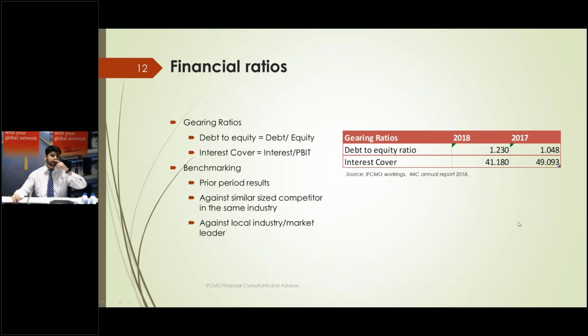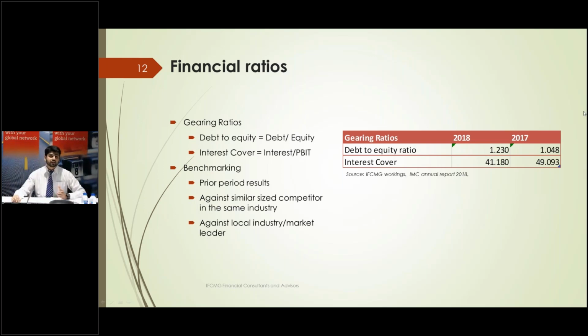And finally in the gearing ratios, next up we have the interest cover ratio, which is profit before interest and tax upon interest. This denotes how much profit the company has to pay its financial interest obligations.